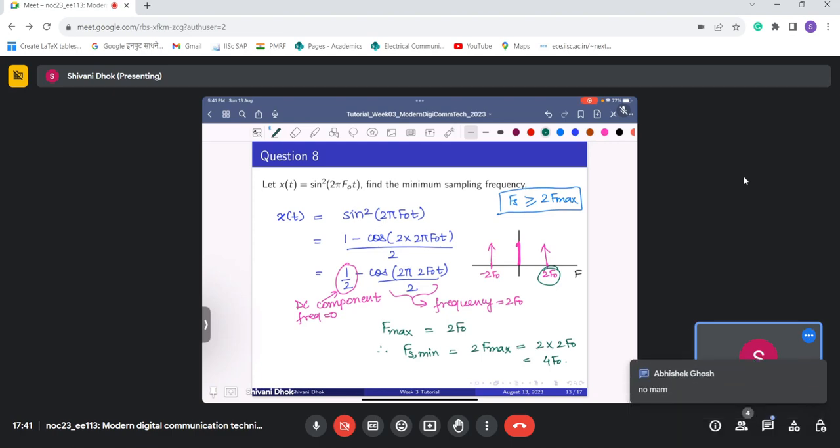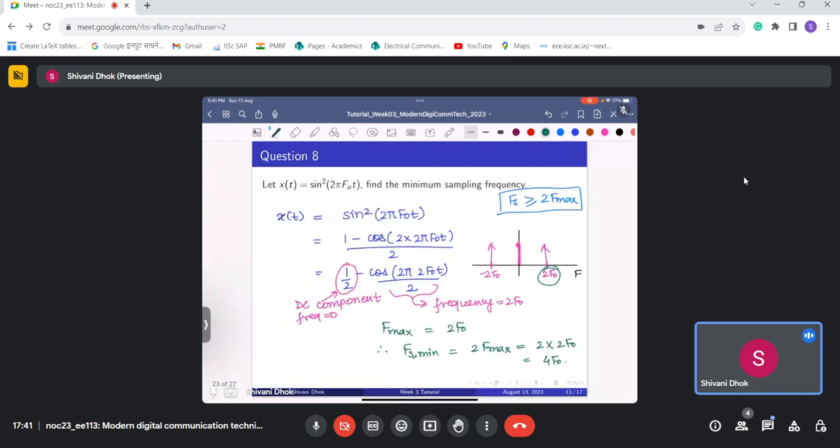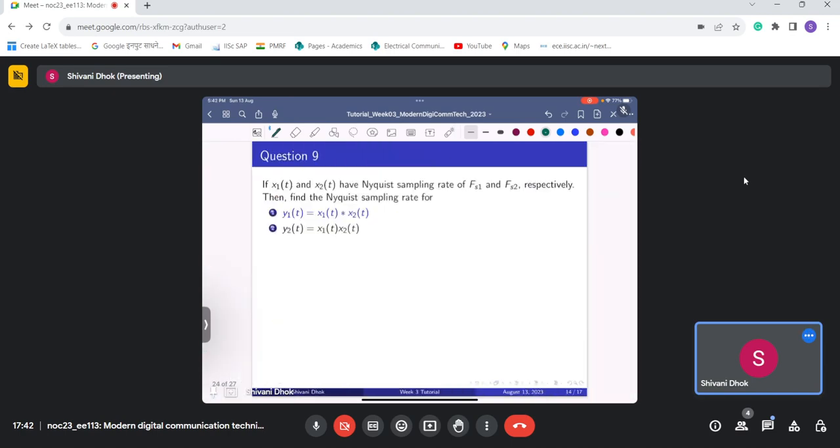Okay, if there are no questions, let us look at the next question. What it says is, if x1(t) and x2(t) have Nyquist sampling rates of fs1 and fs2 respectively. This Nyquist sampling rate is basically the minimum sampling rate, which is equal to 2 times f max.